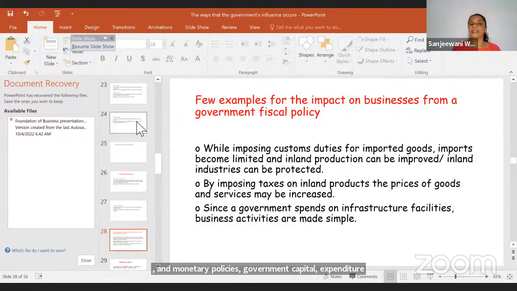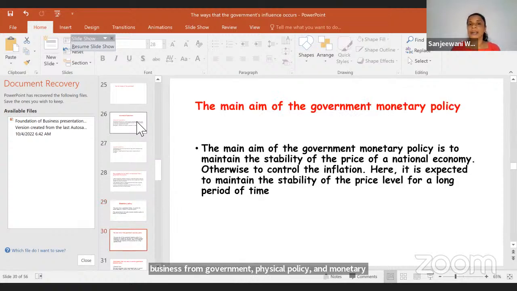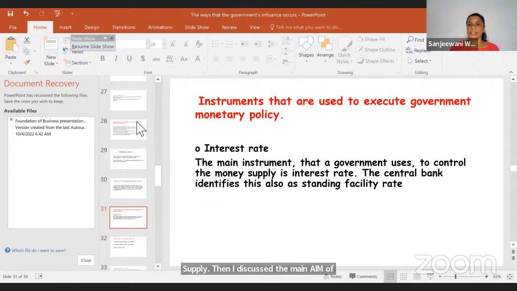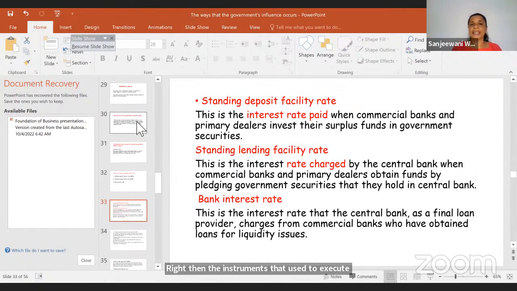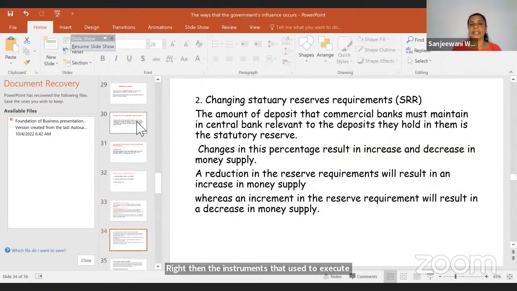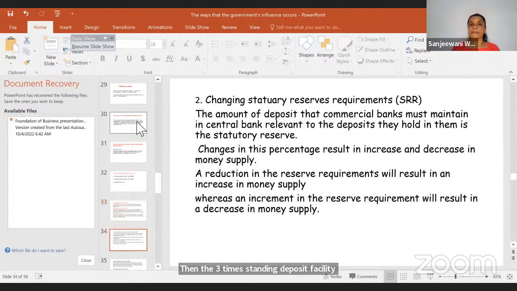Right? Then I gave a few examples of the impact on business from government fiscal and monetary policies, that is about money supply. Right? Then I discussed the main aim of government monetary policy. Right? Then the instruments used to execute government monetary policy: interest rate, with three types: standing deposit facility rate, standing lending facility rate, and bank interest rate.